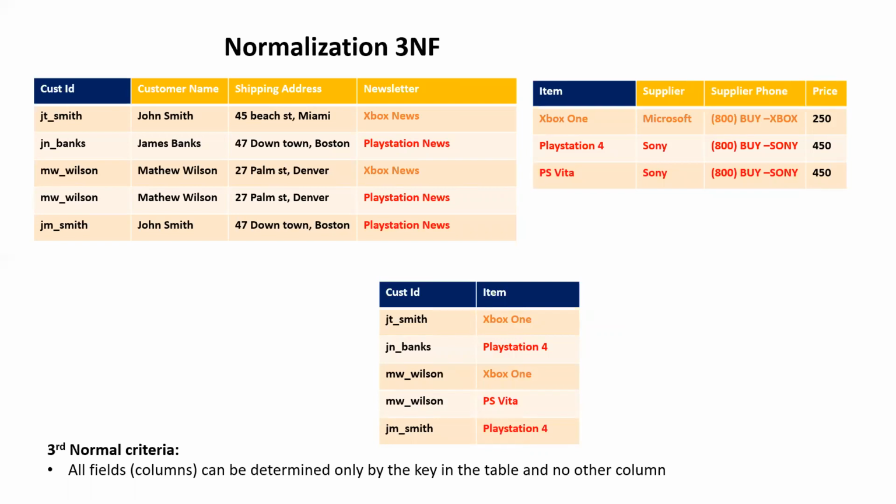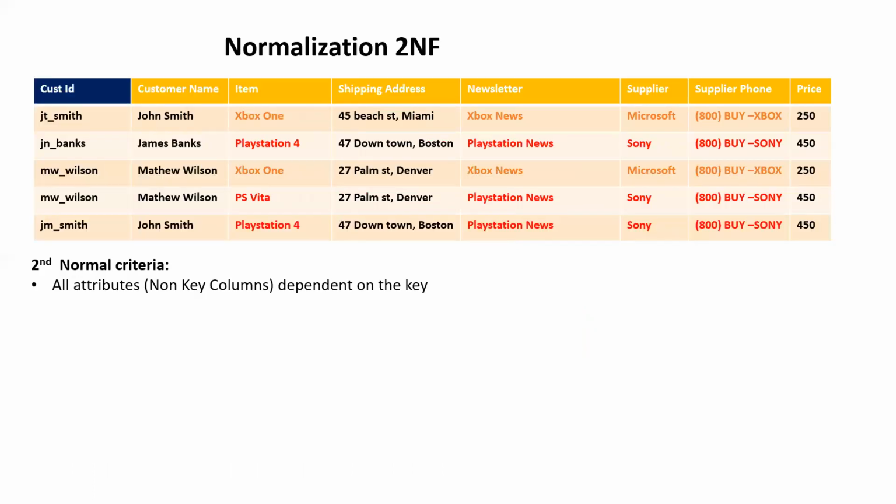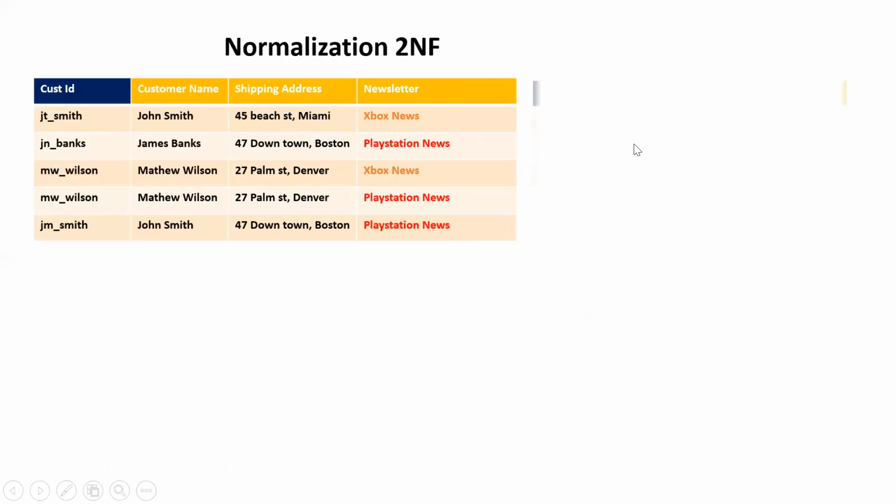Now if you see the difference from two normal form, all the attributes, non-key columns, are dependent on the key, right? All the attributes should be dependent on the key here. Like these attributes are not dependent on the key. These attributes are dependent on the item also. Like from the item also I am able to get the details. Same way, almost a thin line of a difference.